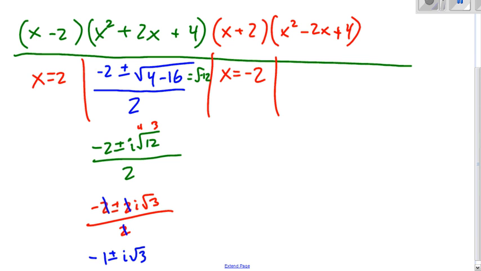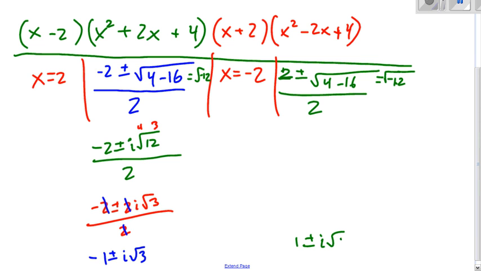And do the same thing, quadratic formula for this one. Negative b, so positive 2, plus or minus square root of b squared minus 4ac. 4 times 1 times 4 is 16. Over 2a, 2 times 1 is 2. That looks familiar, so that's again the square root of negative 12. So it's the same thing, but now it's a positive 2 instead of a negative 2. So it's going to be 1 plus or minus i square root of 3. So we have x equals negative 2, x equals 1 plus or minus i square root of 3, and x equals positive 2. So these are all your answers.